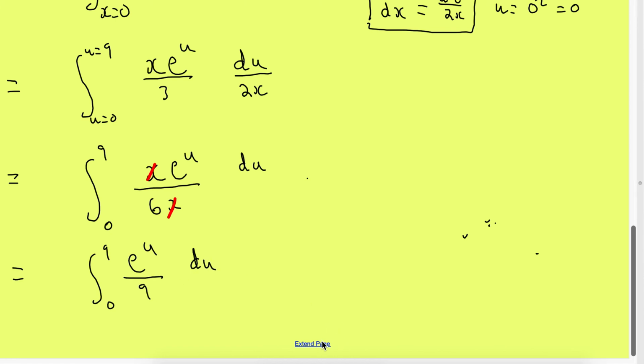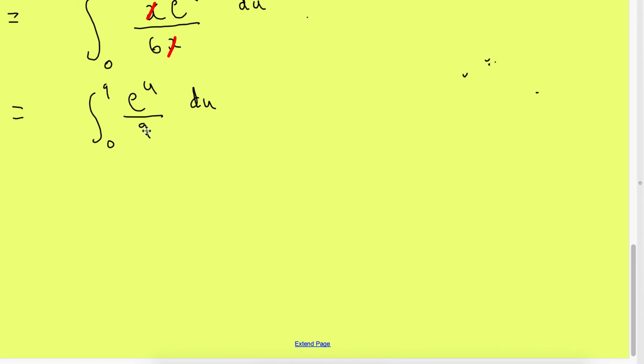So now I've got the integral from 0 to 9 of e to the power of u over 6 du. Dead easy. If you integrate e to the power of u, you get e to the power of u. So just get e to the power of u over 6, between 9 and 0.